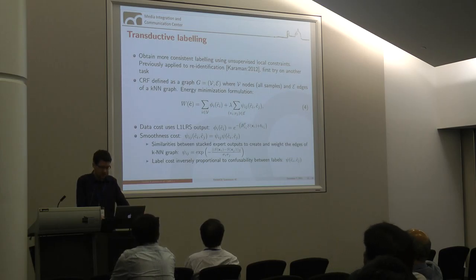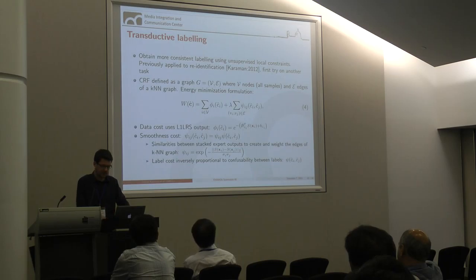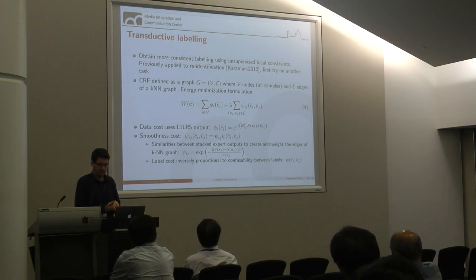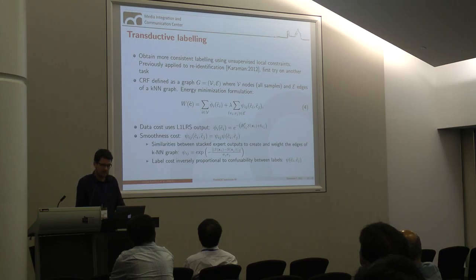And we adopt an energy minimization formulation where you have the data cost for each sample and the smoothness cost. So for the data cost, we use the output of the logistic regression. So if a sample is given a high score by a class, the cost will be low, and we can easily assign this label.